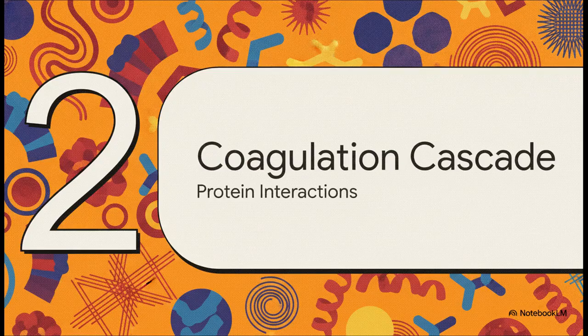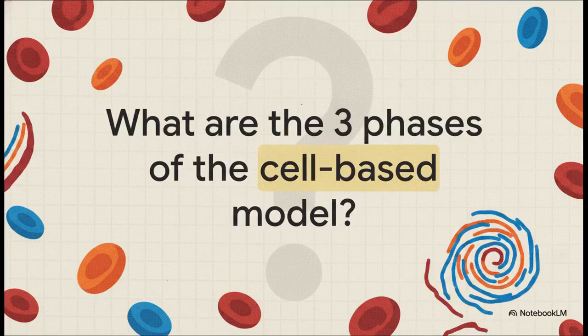Section 2. The coagulation cascade and regulation. Time to look at the complex protein interactions. Forget the old, isolated intrinsic and extrinsic pathways for a minute. Modern board exams are all about the cell-based model of hemostasis. So what are its 3 overlapping phases? Is it A, aggregation, secretion, agglutination? B, initiation, amplification, propagation? C, activation, adhesion, fibrinolysis? Or D, vasoconstriction, plug formation, retraction?